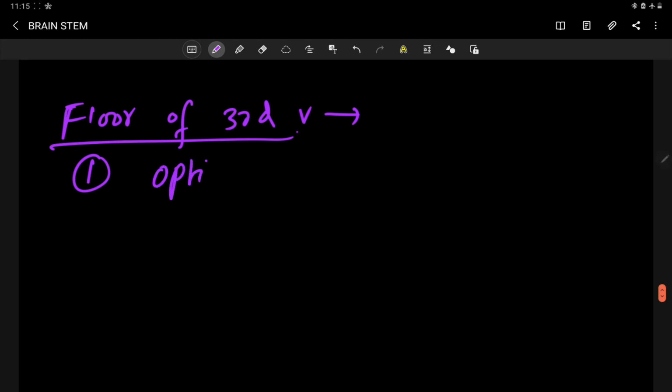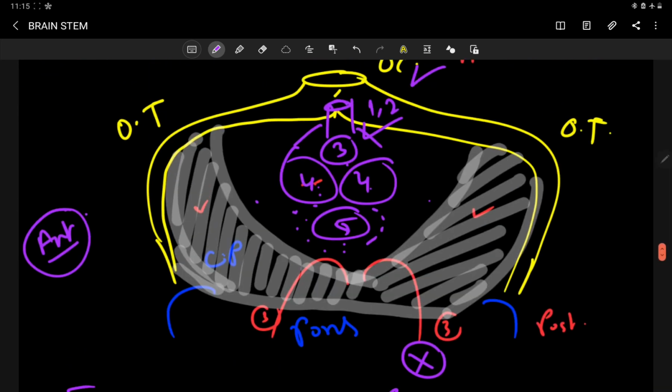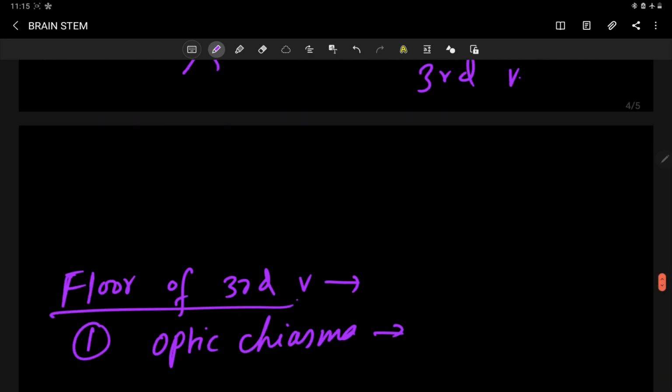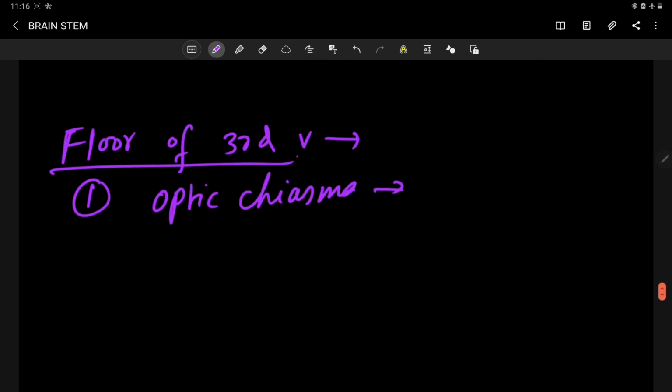So this optic chiasma forms the boundary of the interpeduncular fossa and the floor of the third ventricle. True statement or false statement? True. The optic chiasma forms the anterior boundary of the interpeduncular fossa, you can see here, and the optic chiasma is also a content of the third ventricle. Alright.